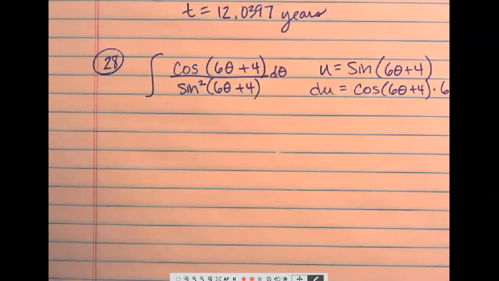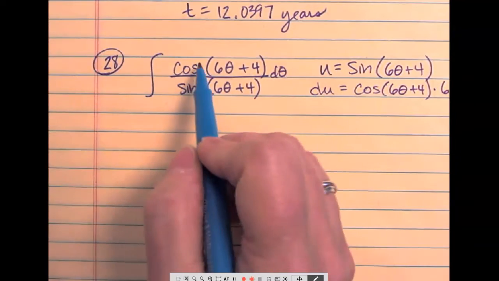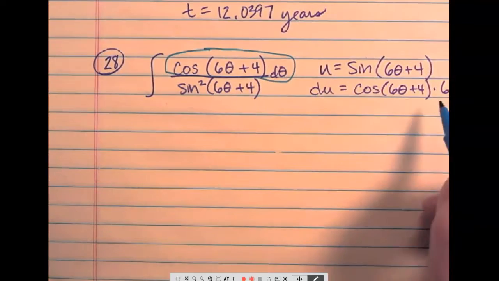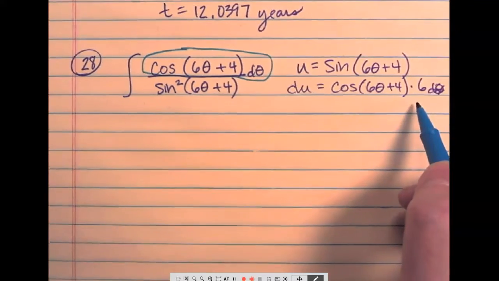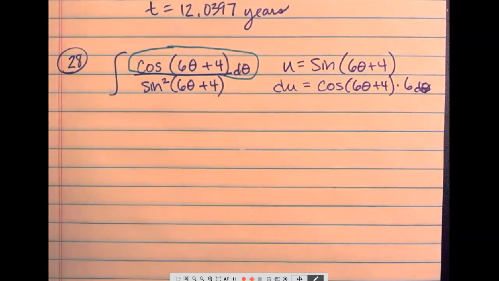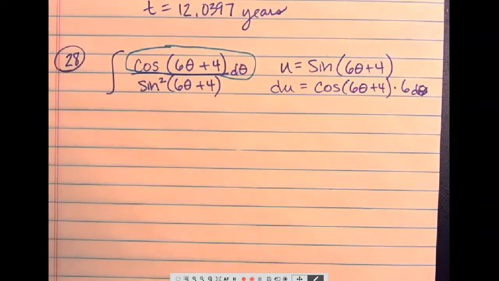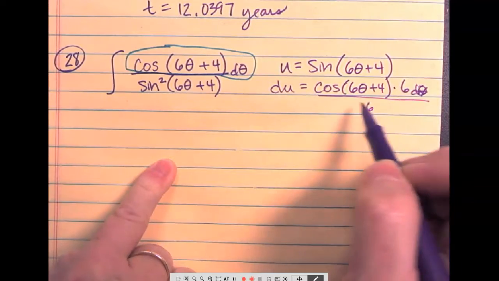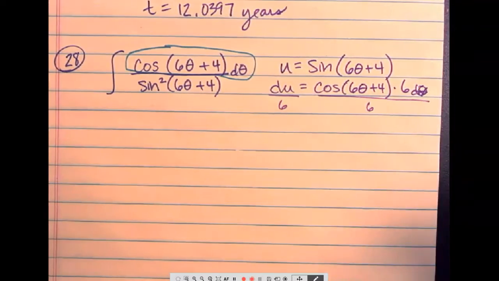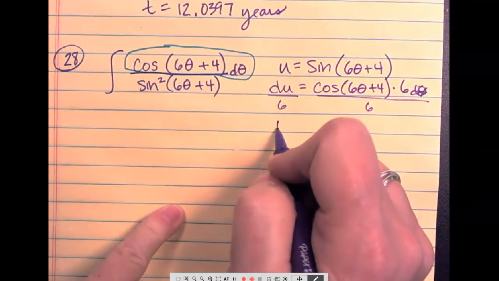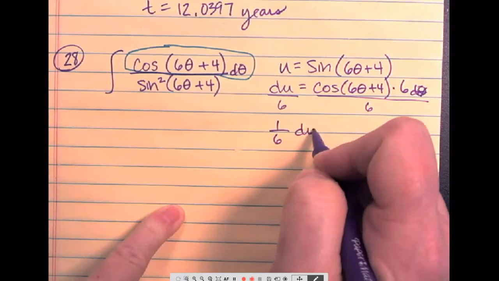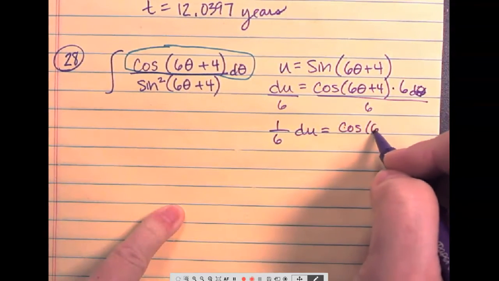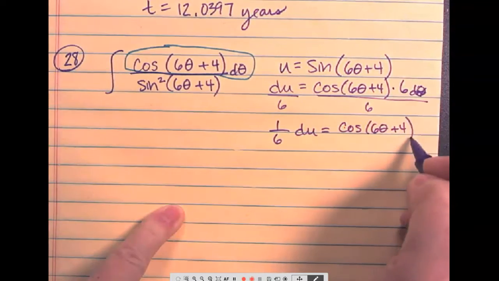So I have this stuff here, but I don't have the 6. So I'm going to divide by the 6. Coefficients are easy. If they're not there, we can work around that. If variables or functions aren't there, we cannot work around that. It means you chose the wrong U value. So 1/6 du will replace cosine 6 theta plus 4 d theta.